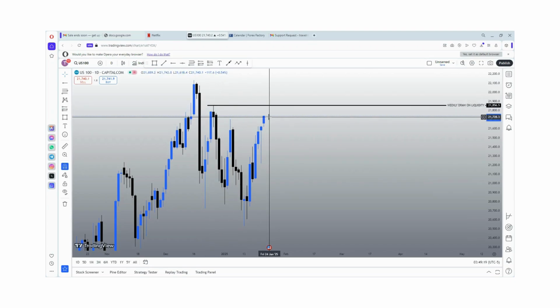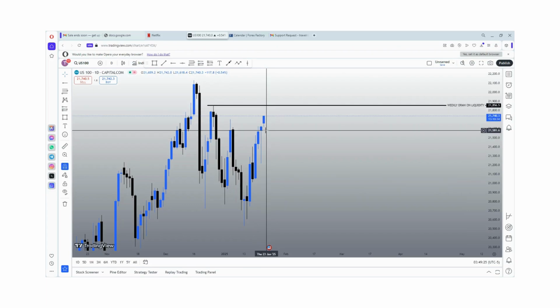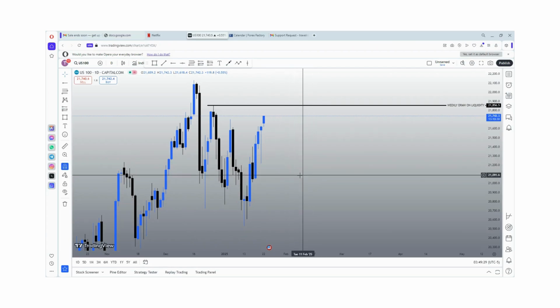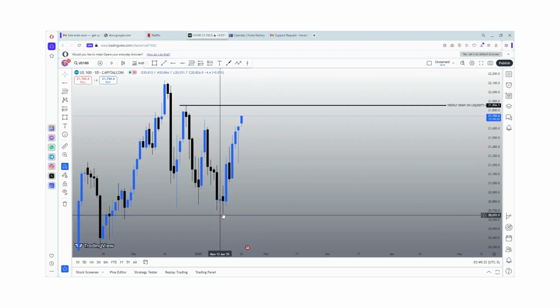Okay, so how then do we become part of this move? How do we get something in this move? We'll go to the 4 hour time frame. We've already seen something that's happened here. Price is already coming from discount.